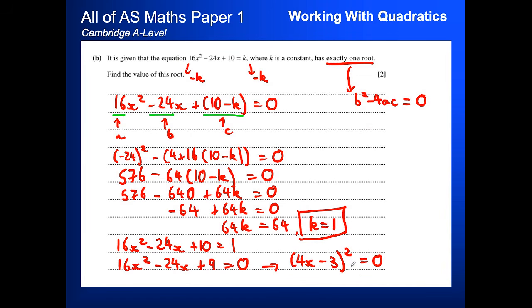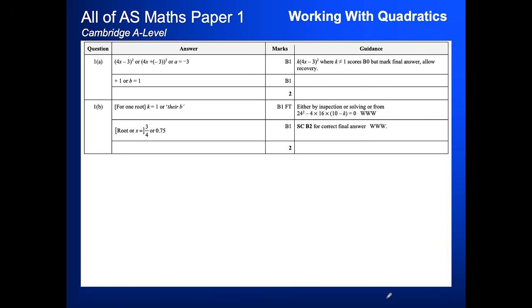And therefore, if we want to solve this, therefore 4x minus 3 must be equal to 0. Okay, you can square root both sides, and therefore x must be equal to 3 over 4, which is the actual root that we're looking for. So we're not looking for k here, we're actually looking for the root itself, which in this case is 3 over 4. Okay, you can check the solutions there as well, and you also get follow through marks if you don't get the correct answer for the first part of the question.